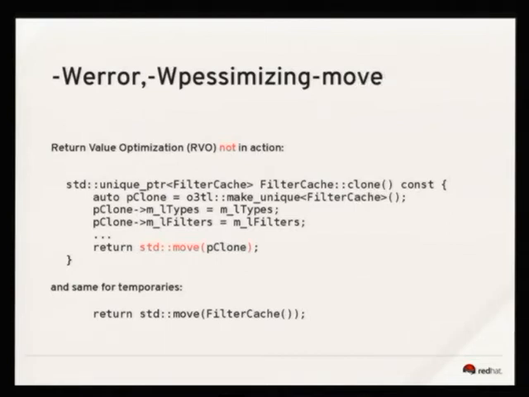So always in return statements, be wary of using standard move because it never improves things and typically makes them worse, also in the cases where you return a temporary. But as I said, there's a compiler warning for that, so at least with one compiler.